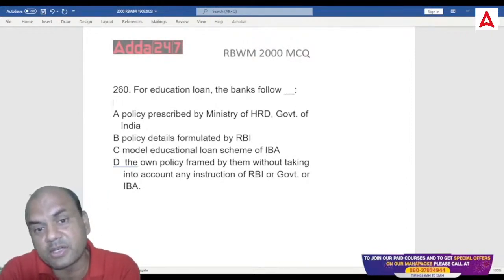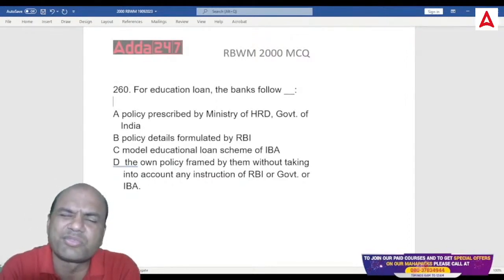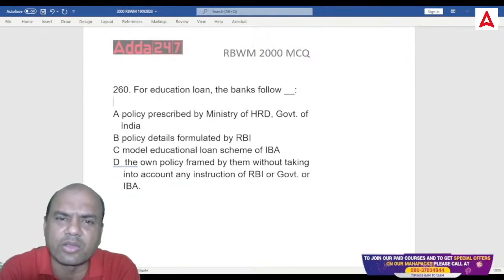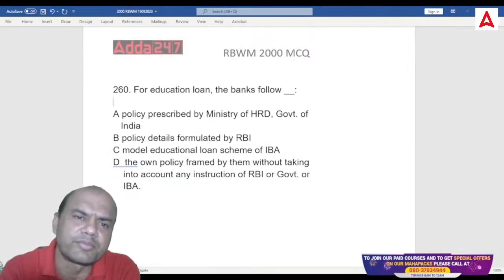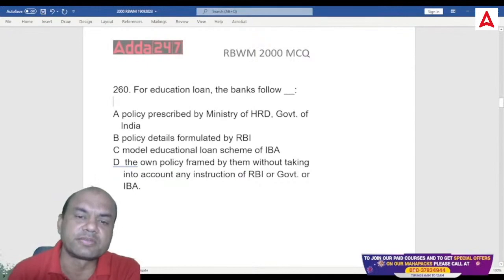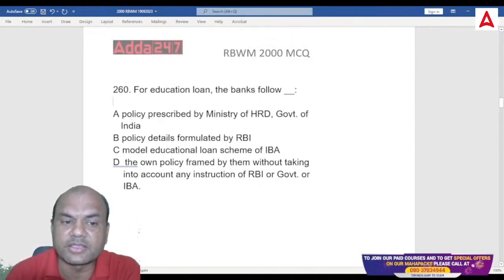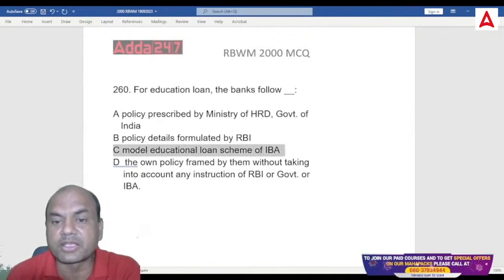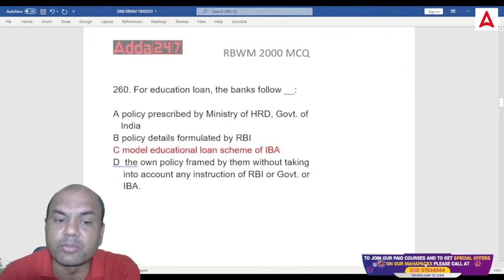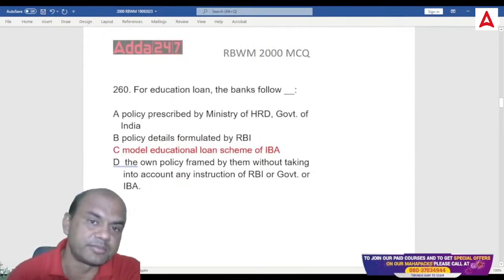Ministry of HRD, RBI, IBA, or their own. Forget everything, RBI, forget the government, I'll do whatever I want. Is it D? What is the answer? It is IBA. Remember this. For education loans, banks follow the model education loan scheme of IBA. IBA has devised this scheme.